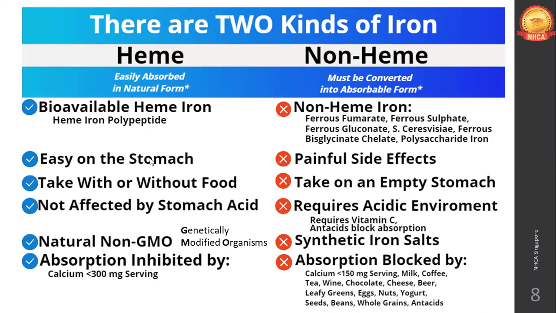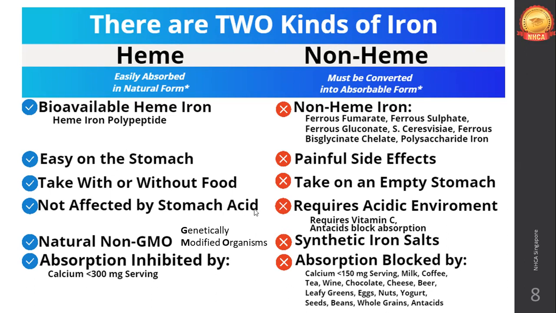Heme iron is easy on the stomach. You can take it even without food if you are taking a supplement. Supplements also come in heme form and non-heme form. So specifically, if you are focusing on supplements, you can take the heme supplement without food, on an empty stomach. But the non-heme iron, you cannot take on an empty stomach. It may give you some side effects as well, and heme iron is not affected by the stomach acid.